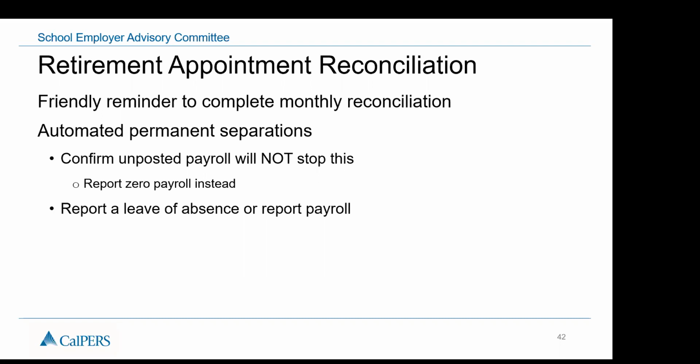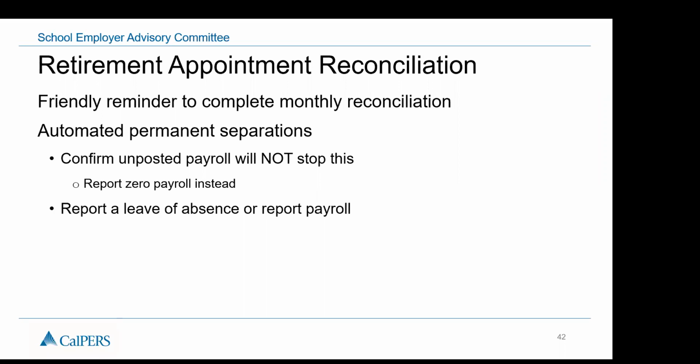Just to let you know, the automated permanent separation process is still happening. So confirming unposted payroll will not stop this from happening. You can report either zero payroll instead, or go ahead and report a leave of absence for that period in question. Again, simply confirming unposted payroll will not stop the automated process from happening. You need to either report a zero payroll period, or you need to account for a leave of absence or a separation.